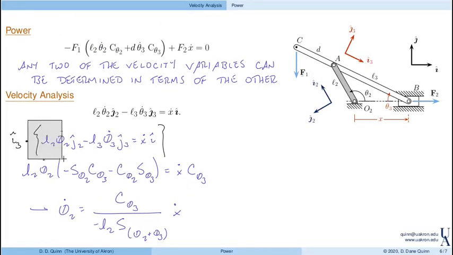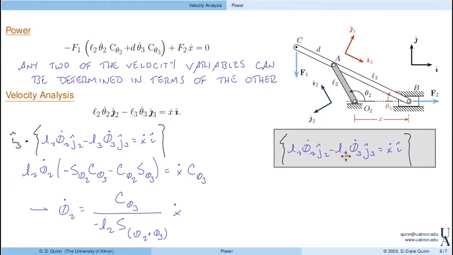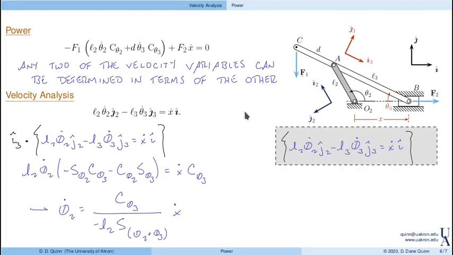All right, well, we need the loop closure equation again, right? So just copy that over. And then we want to get rid of theta 2 dot. That means that I need to dot with a perpendicular direction, which in this case is I2. So that I2 dot J2 is equal to 0.